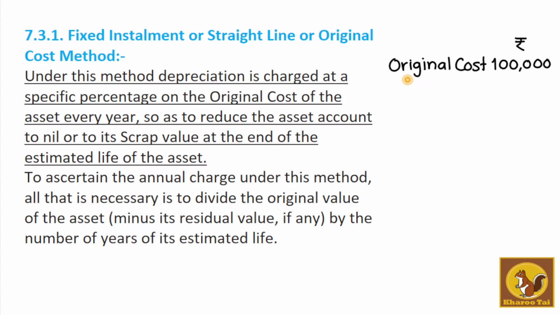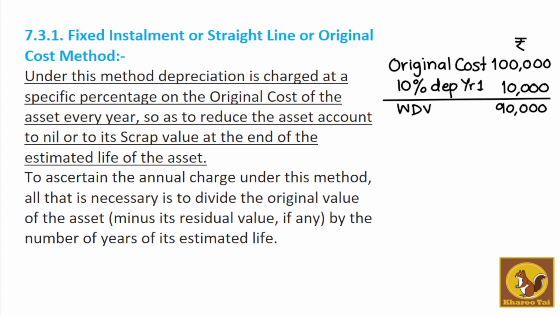How is the calculation done? If the original cost is 1 lakh and depreciation is 10%, then in the first year depreciation will be 10,000. After deducting that, the value at the end of the year will be 90,000, which is written down value, WDV in short. Similarly, in the second year also 10% depreciation will be charged again on original cost. So again the depreciation will be 10,000, and this will continue every year. The depreciation amount will be the same, and 90,000 minus 10,000 is 80,000, 80,000 minus 10,000 is 70,000. This way the value will get reduced to nil or scrap value, if any.